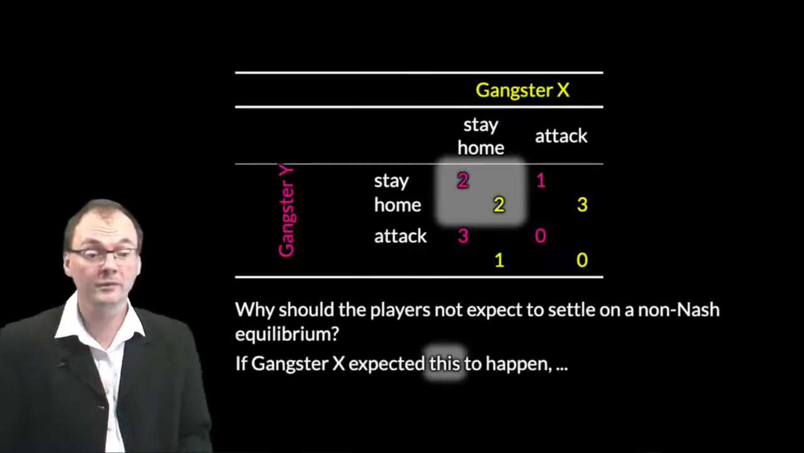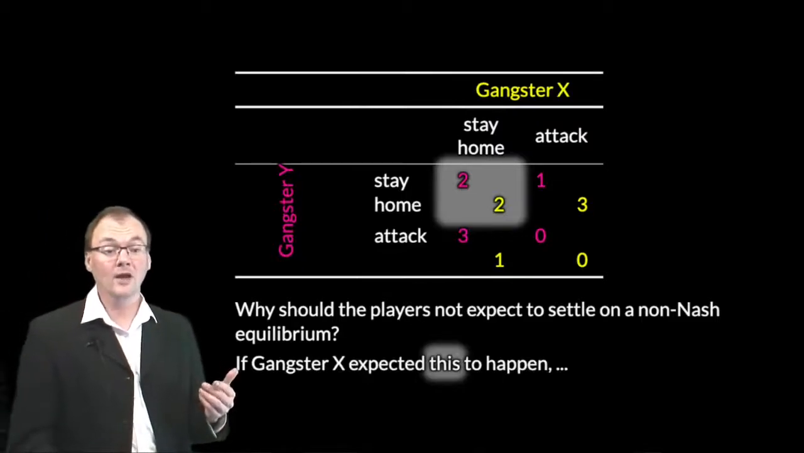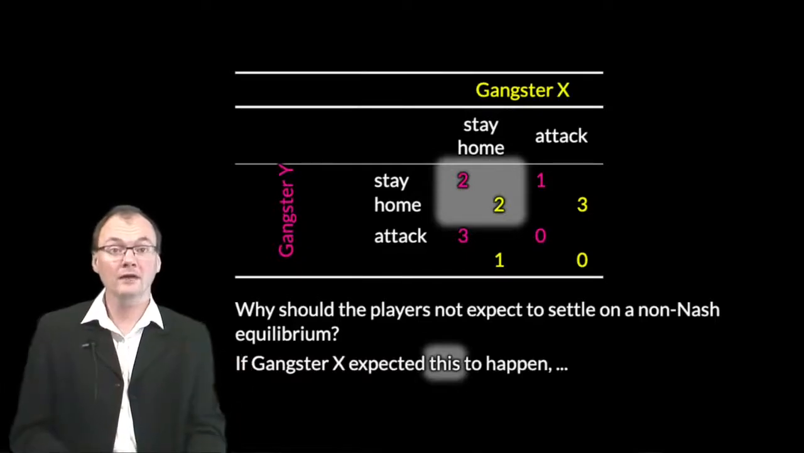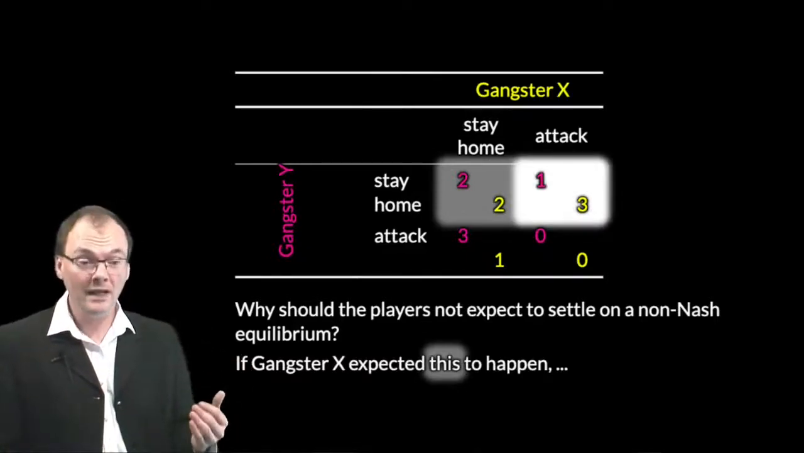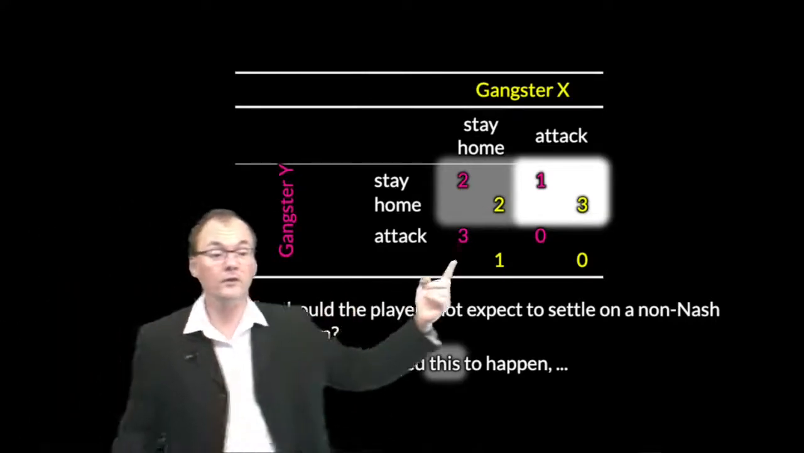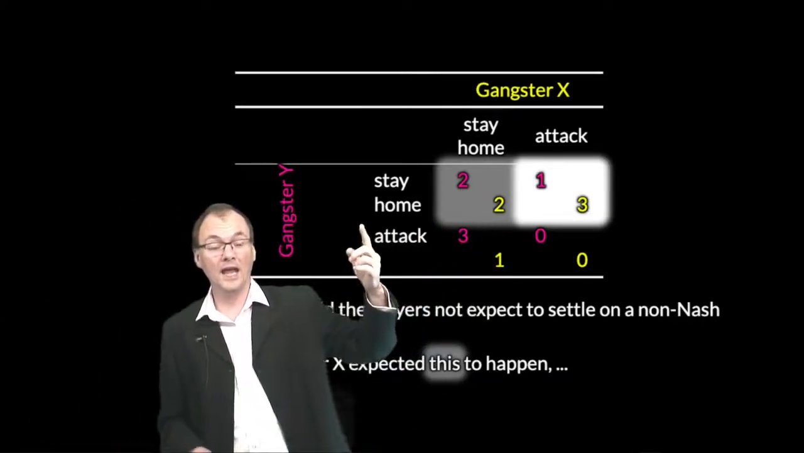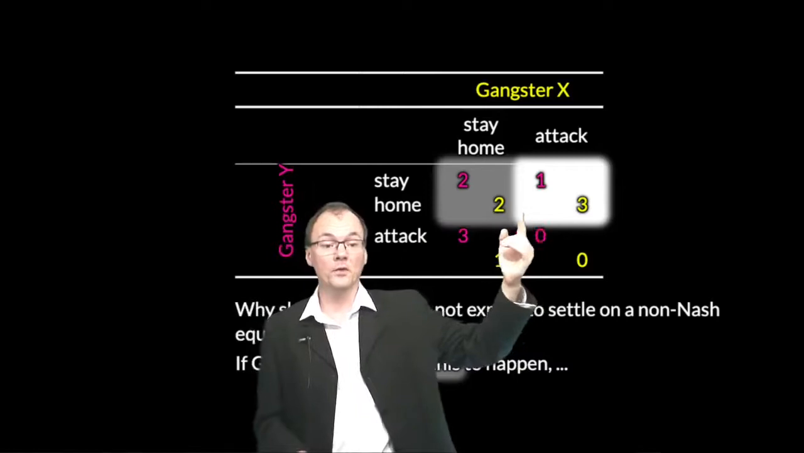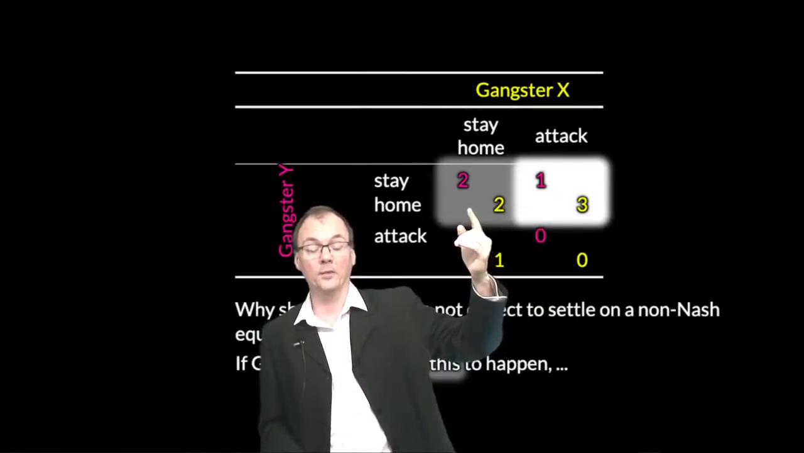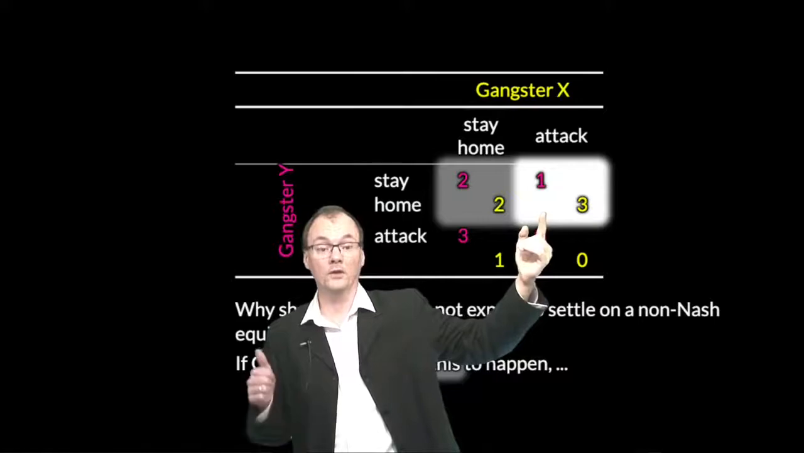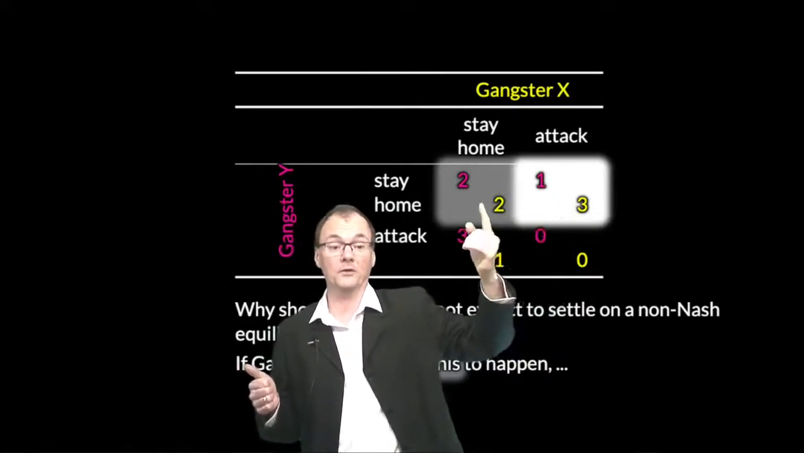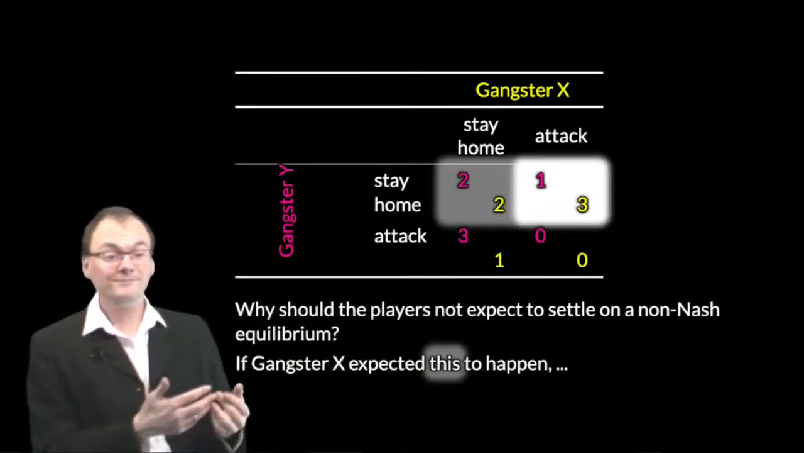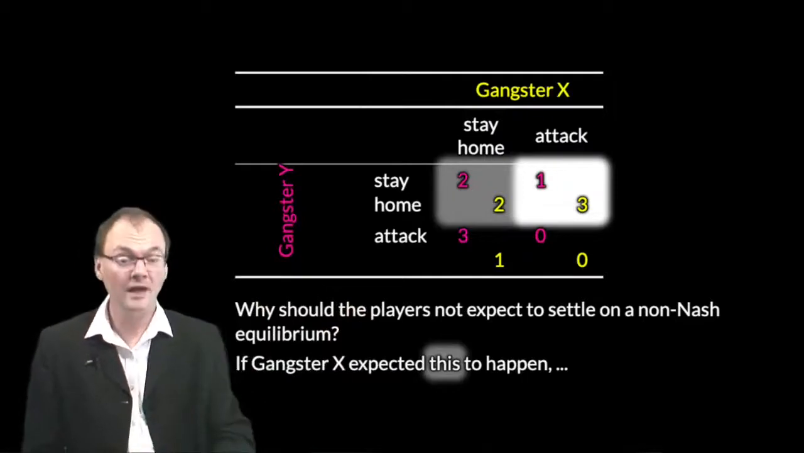Well, let's suppose, hypothetically, that they were. Suppose that Gangster X actually expected both of them to stay home. In that case, what should Gangster X do? Clearly, what Gangster X should do in this situation is attack. Why is that? Because Gangster X controls the x-axis and so is able to move from the situation where they both stay at home to one where Gangster Y stays at home and Gangster X attacks. That makes things better for Gangster X. So if Gangster X expected this to happen, Gangster X would be setting off and attacking.